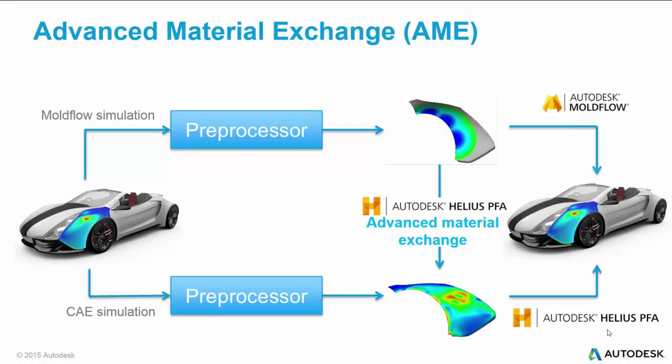So we like to think of Helius PFA as a platform for advanced material simulation. It uses data from AME to drive that simulation. It has convergence technology built in for implicit runs. It understands differences between fiber and matrix degradation. So it's really like a turbocharger to your FEA engine. Advanced Material Exchange is the fuel to drive that turbocharger by providing it the data that it needs.